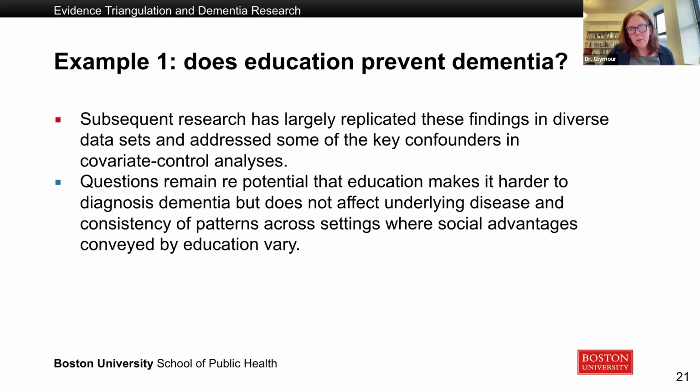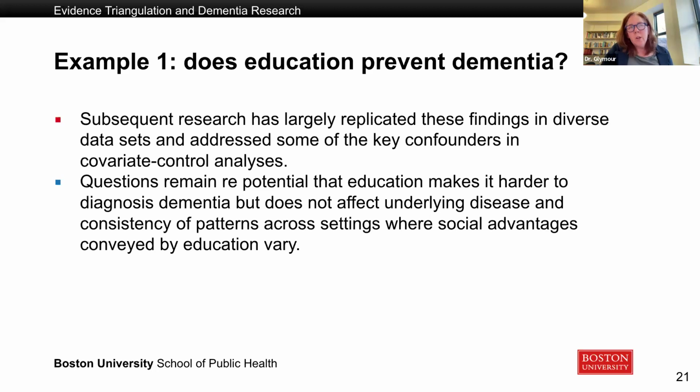Subsequent research has largely replicated these findings in diverse data sets and addressed some of the key confounders in covariate control. So for example, there's a really nice study coming out of the Wisconsin Longitudinal Study where they could control for high school cognitive scores. A similar, really lovely piece of research led by Marilyn Thomas in the Project Talent data also had early life cognition to control for and found very similar patterns.